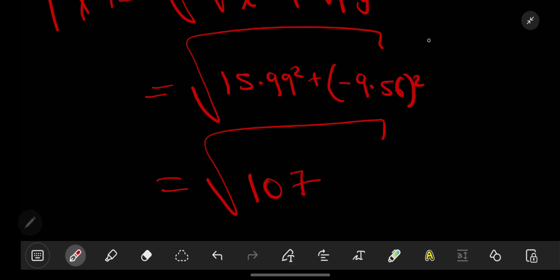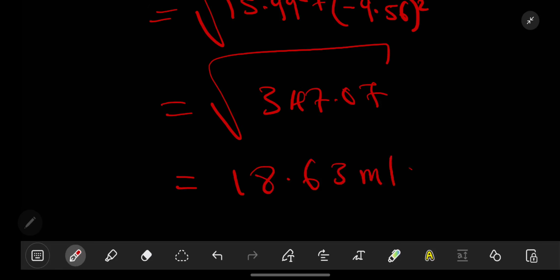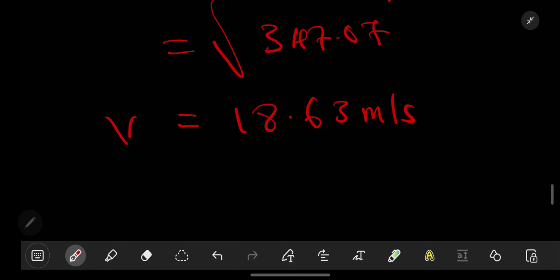Let me press correctly. 15.99 squared plus our negative 9.56, don't forget to put it in brackets, squared. That will give us the square root of 347.07. So the square root of this value will give us positive 18.63 meters per second. So this is our magnitude of the velocity.